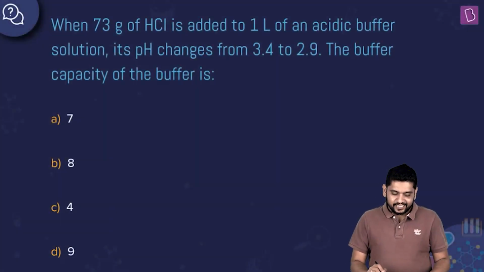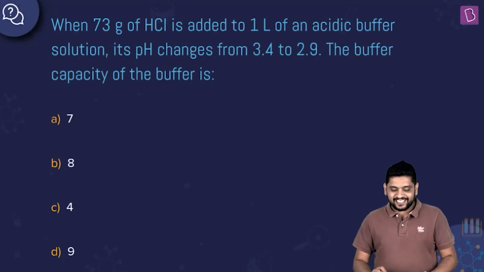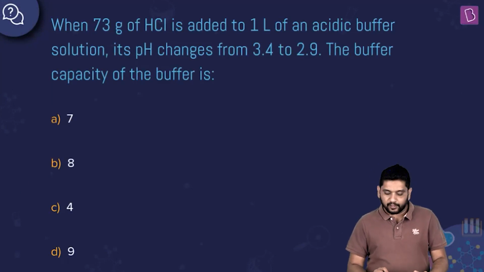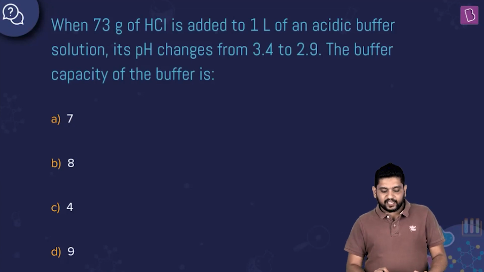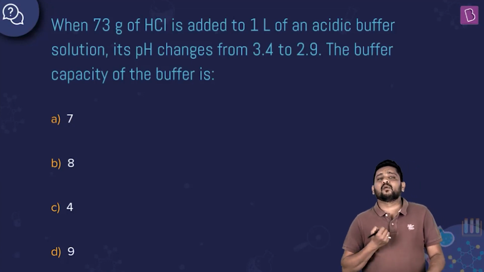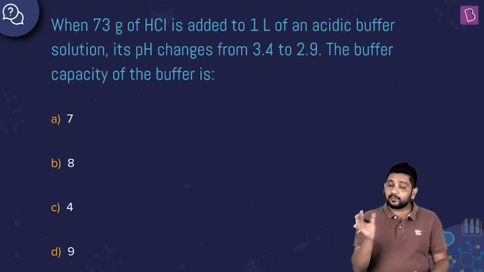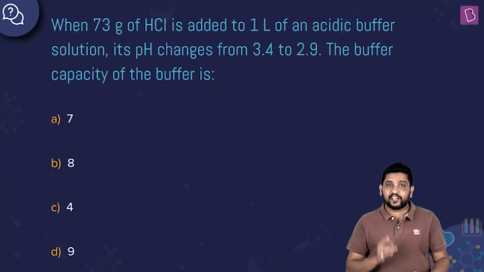Okay, this question says when 73 grams of HCl is added to 1 liter of an acidic buffer solution, its pH changes from 3.4 to 2.9. The buffer capacity of this buffer is? So what is buffer capacity? Buffer capacity is defined as the number of moles of acid or base, H plus or OH minus, that should be added so that pH changes by unity.